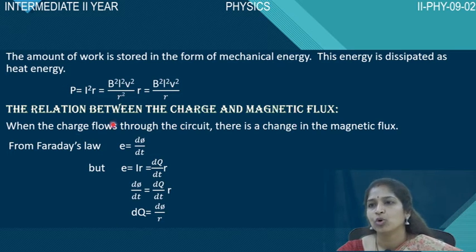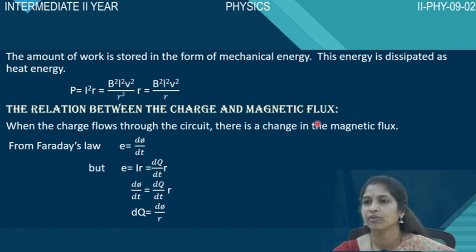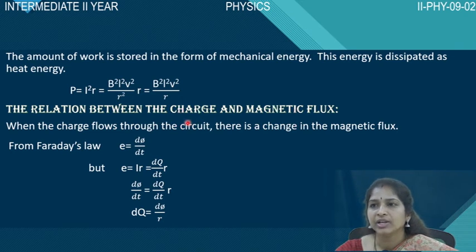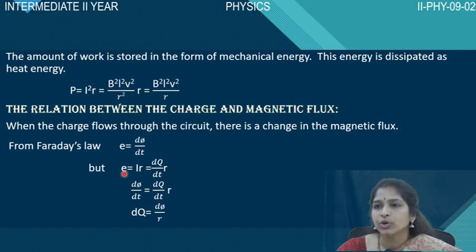Now we'll discuss the relation between the charge and the magnetic flux. So there is some relation between the charge and the magnetic flux. What is that relation? We'll see. According to Faraday's law, E equals d phi by dt. That I wrote earlier. And we also know V equals I into R. In place of V we can write E. So E equals I into R.